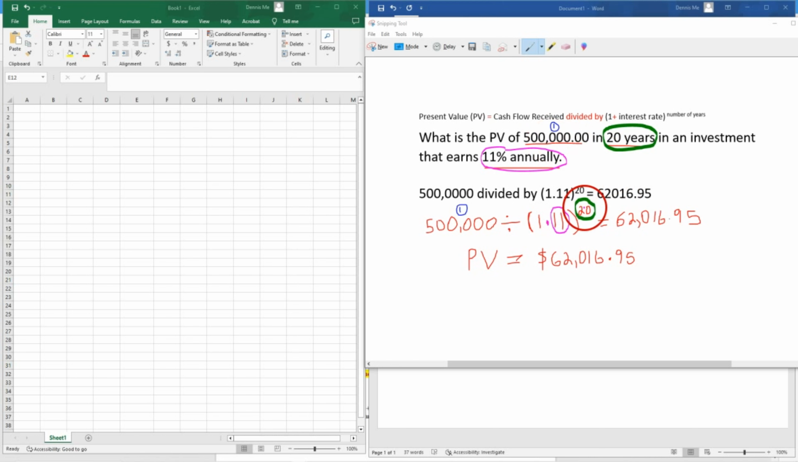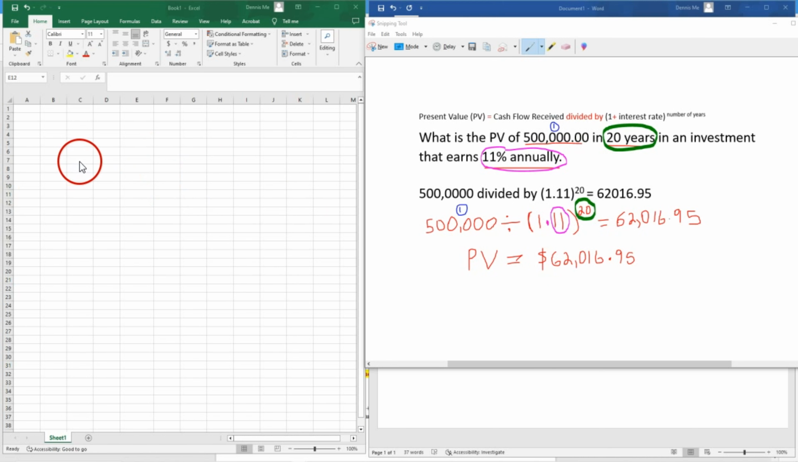So if you were told, give me $50,000 and I will give you back $500,000 in 20 years, this exercise shows that if you were only able to get 10% somewhere or even 11%, you know immediately that the moment you invested in that opportunity, you've gained the difference between the $50,000 and the present value of the $500,000, which is $62,016.95.